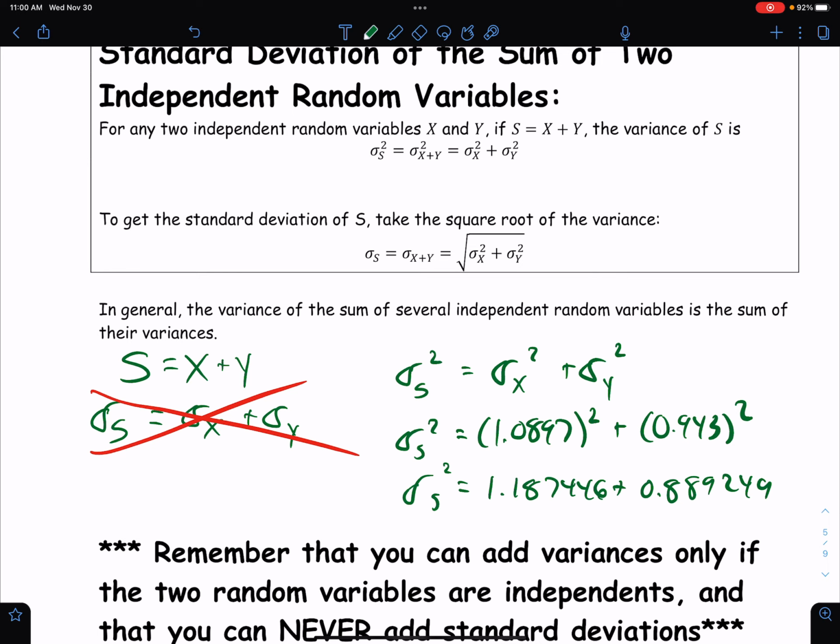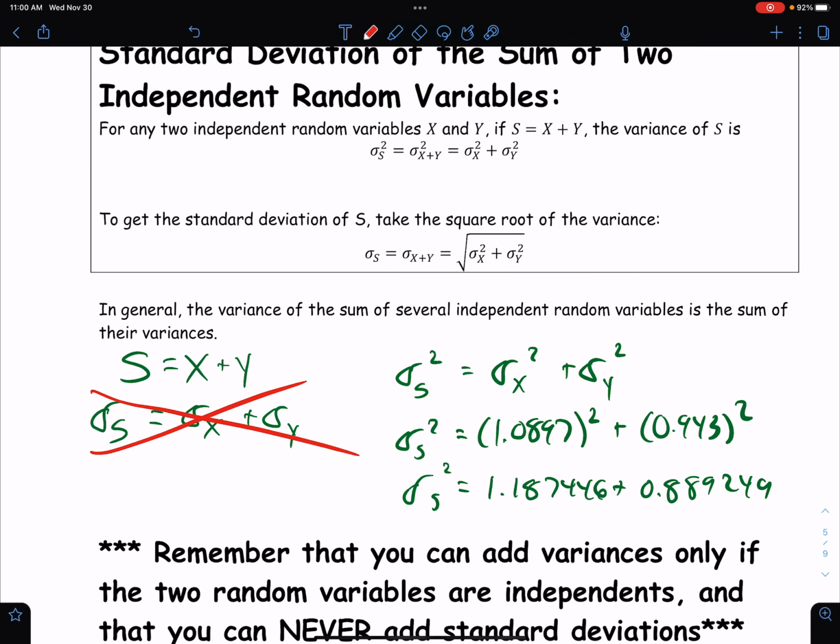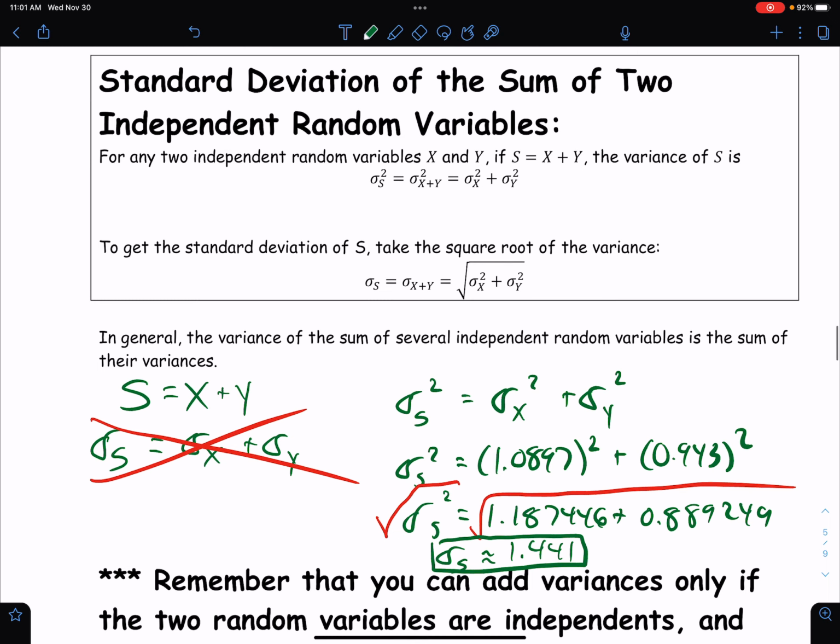But just to save time, I'm just going to take the variance, and we don't actually want the variance. We want the standard deviation. So to find standard deviation, you would square root the variance, and then that would actually be our standard deviation of the combined random variables X plus Y, which we are calling S. So the standard deviation of S would be about 1.441. So that's how you find the standard deviation when you're adding two independent random variables.